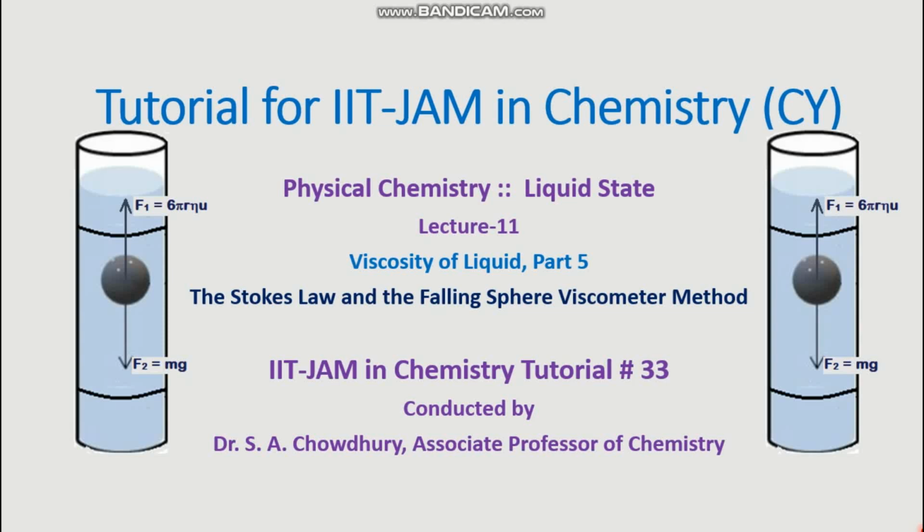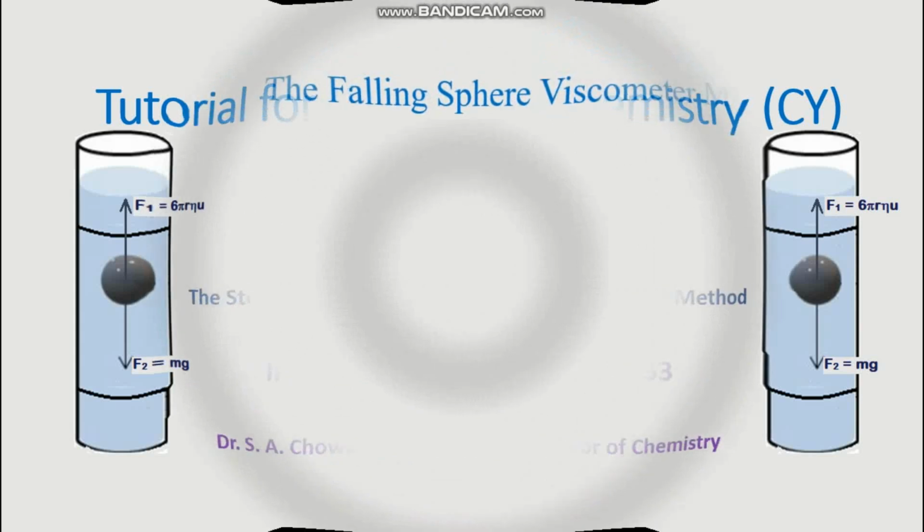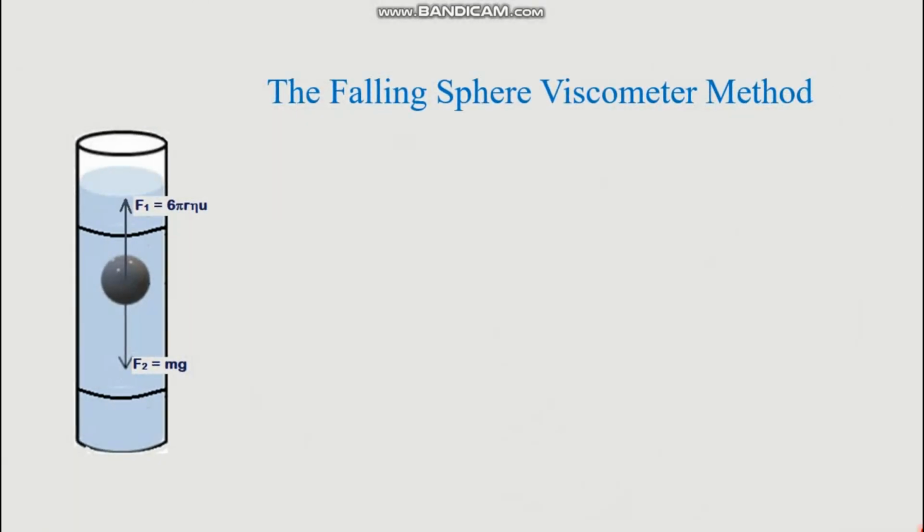Here we are in the fifth lecture of the subtopic viscosity of liquid. Here we are going to discuss the Stokes law and the falling sphere viscometer method. This is a tool by which the viscosity of a liquid is measured. For that we have to take help of a law which is known as the Stokes law. We're not going to derive that law, but we'll take help of that law for deriving this method.